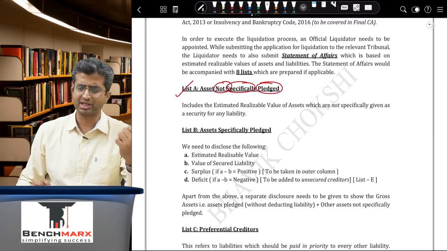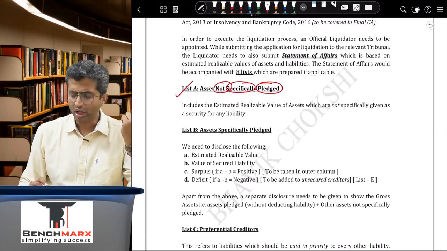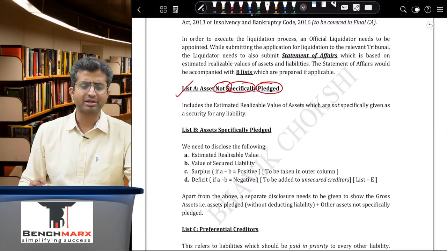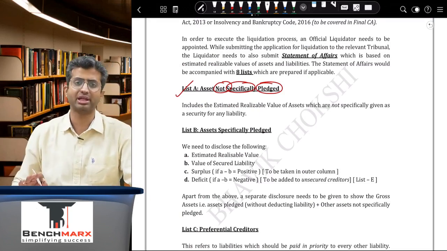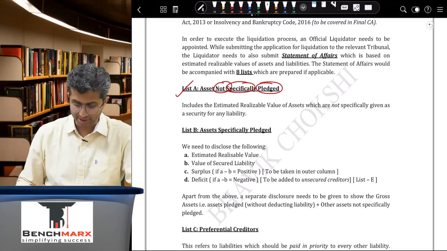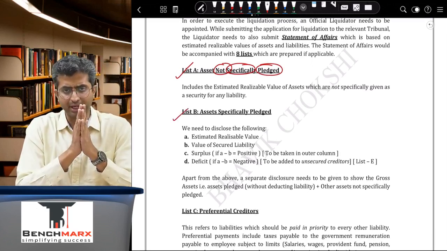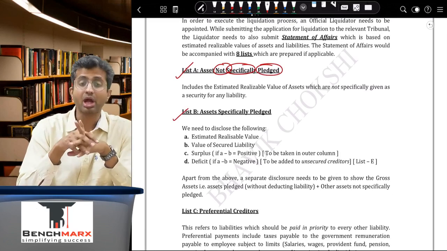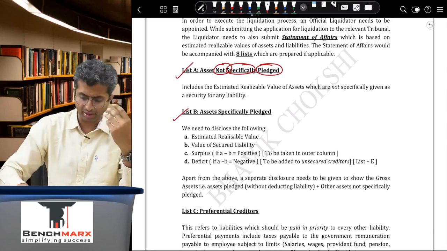Which means in our example, land will not be covered over here. However, plant and machinery, debtors, stock, cash, everything will be covered over here on an estimated realizable value basis. After that, in list B, you will show assets specifically pledged, like land and building. But along with that, you will also try to show the realizable value of land and building.